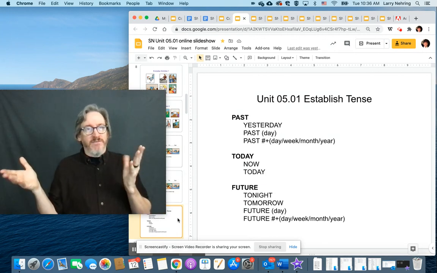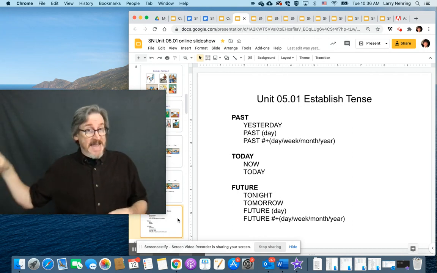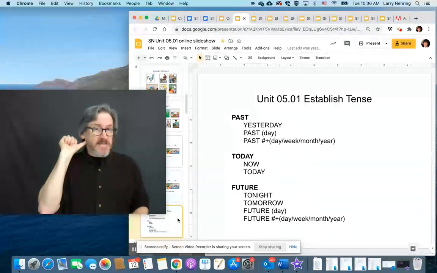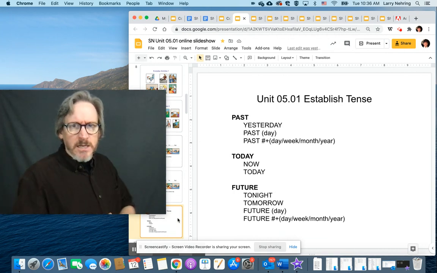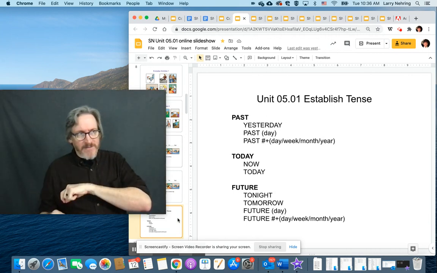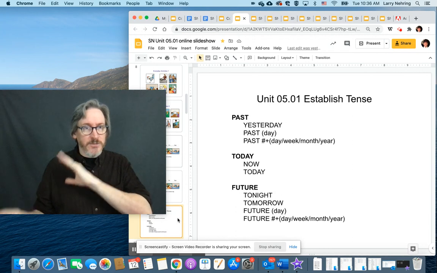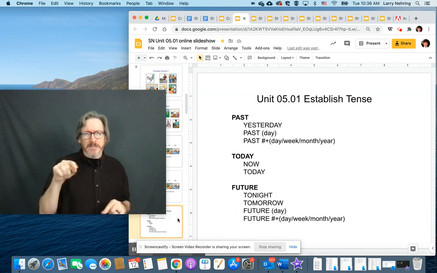In ASL, we don't have endings. We don't change the verb to match the tense. We add a time sign. I believe it's the same thing in Japanese. They do the same thing where they add a time sign. Where a lot of other languages, you have verbs that have to be conjugated to show the past or show the future, and you have to memorize all those. The verb doesn't change for this.